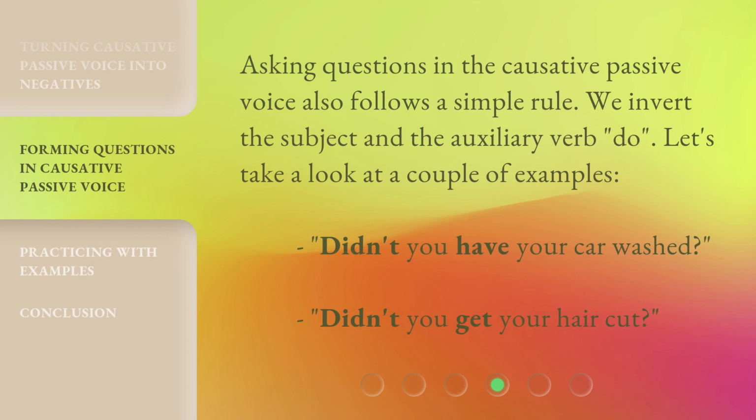Asking questions in the causative passive voice also follows a simple rule. We invert the subject and the auxiliary verb, do. Let's take a look at a couple of examples. Didn't you have your car washed? Didn't you get your hair cut?